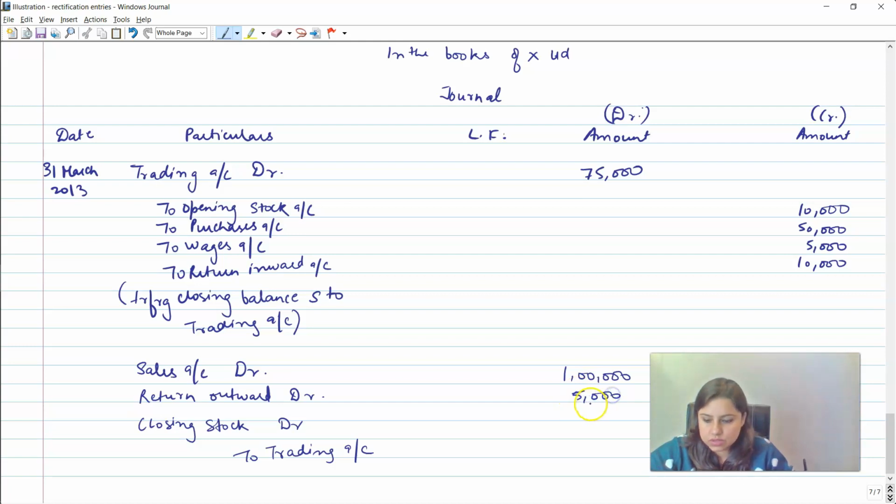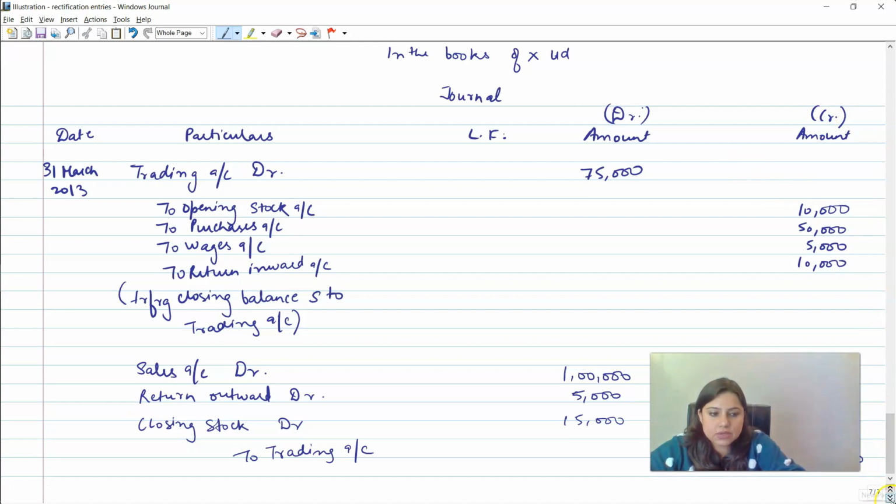And the closing stock is 15,000, right? So the trading account comes out to be, with the amount that is being credited is 1,20,000. So now this is the credit, which is 1,20,000, and the trading account's debit side reflects 75,000. So we would be ascertaining the gross profit or gross loss that the business has incurred in the period 2012 and 2013.